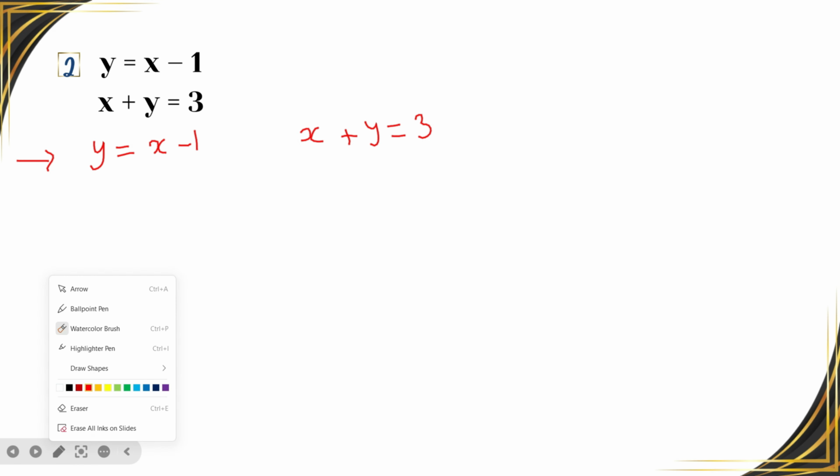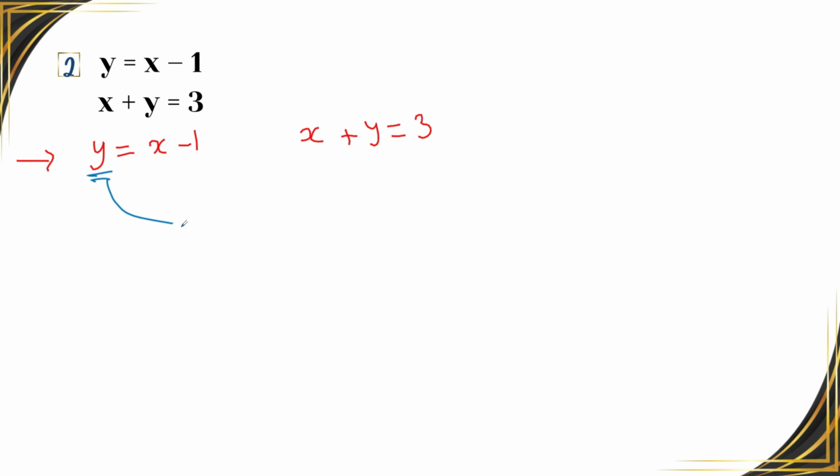Let's solve another example. y equals x minus 1 and x plus y equals 3. Like we said, write the first equation here and the second equation beside it, and see whether we have one variable isolated or not. If we don't, we should isolate one variable. If you look at the first equation here, we have y isolated. Then we don't need to do anything else. Just substitute in the second equation. This y we substitute here. Then we cancel this y and write x plus empty brackets equals 3.